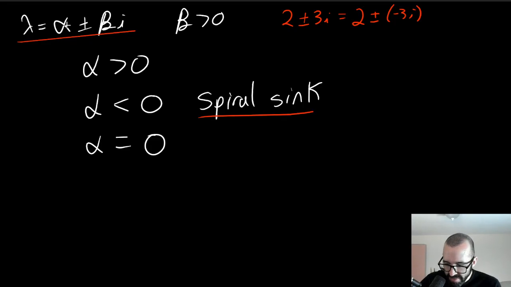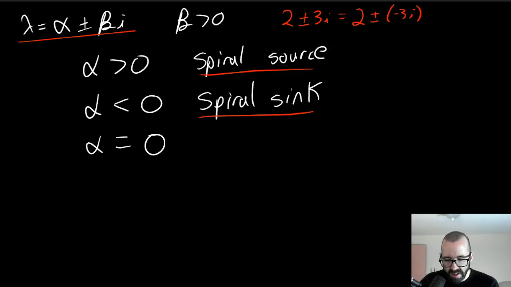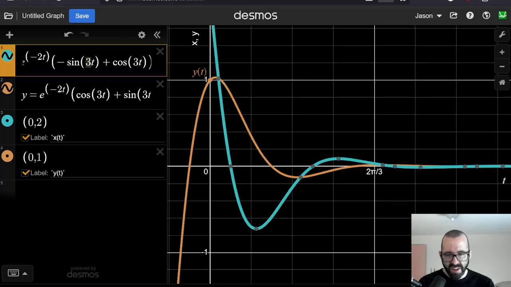All right. And again, what do you think if alpha is positive? Well, it's also going to be a spiral. It's going to look almost exactly the same, but it's going to be a source. All right, it's going away from the origin in this case. What if alpha is 0?